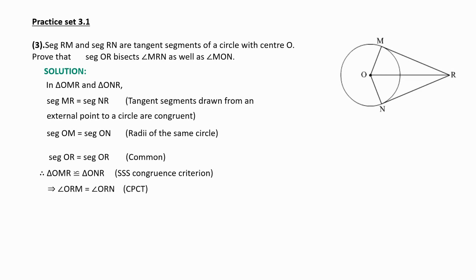This implies angle ORM is equal to angle ORN, as they are the corresponding parts of congruent triangles. Also, angle MOR is equal to angle NOR for the similar reason, as they are the corresponding parts of congruent triangles. Therefore, segment OR bisects angle MRN and angle MON.